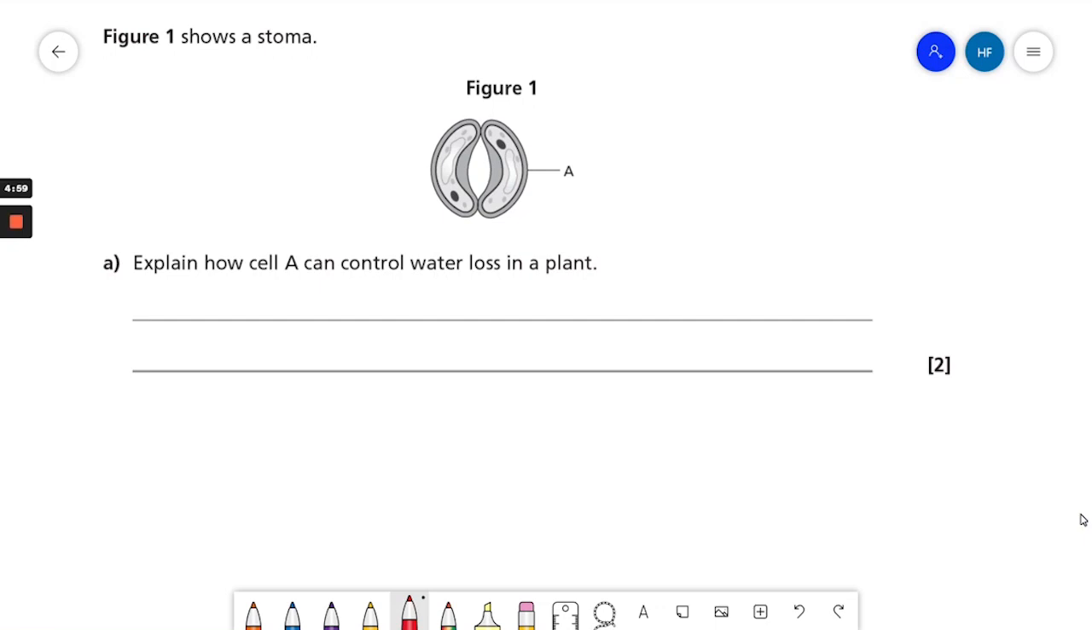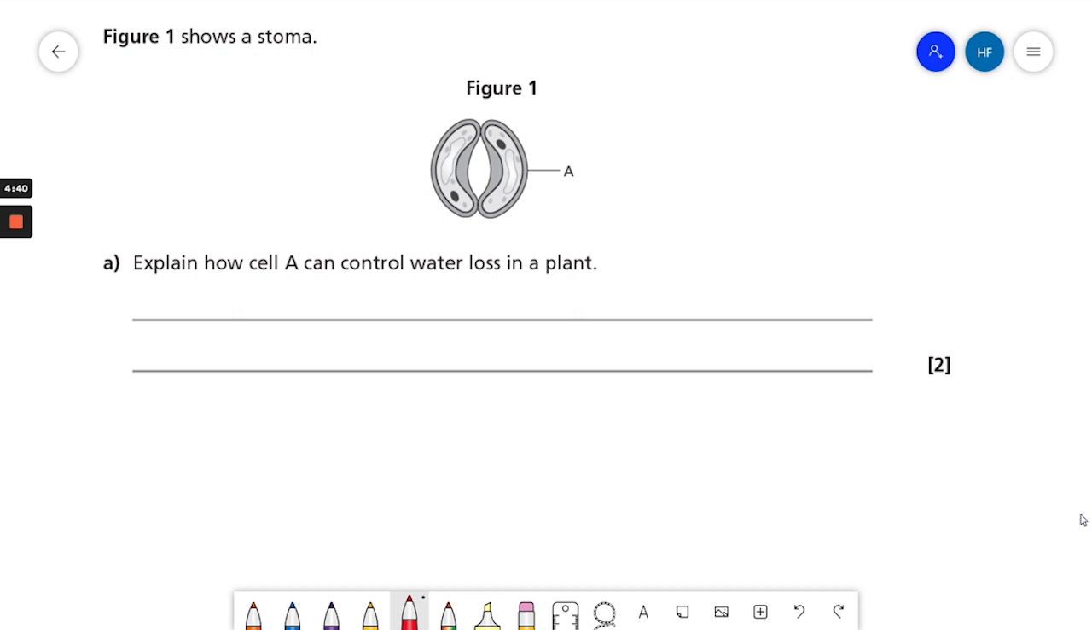Let's have a go at this exam style question. The question says, Figure 1 shows a stoma. Explain how cell A can control water loss in a plant. And there's also a diagram showing a stoma and a cell that forms one side of the stoma labelled A.